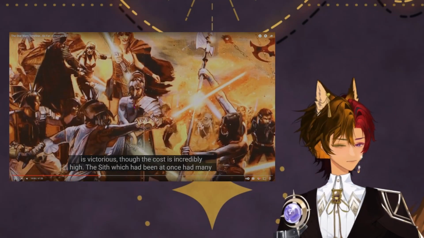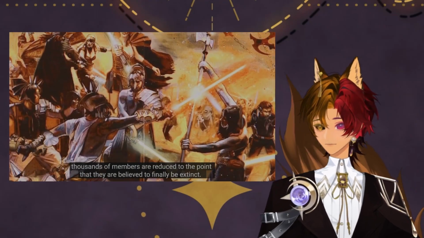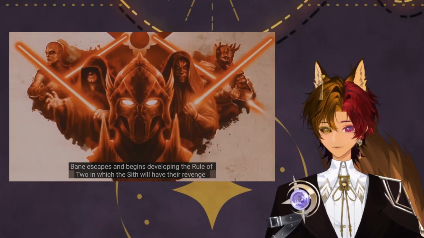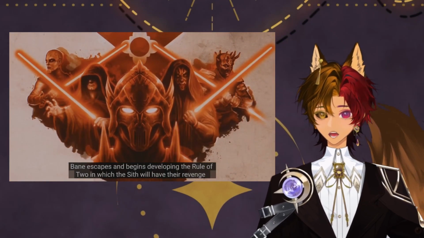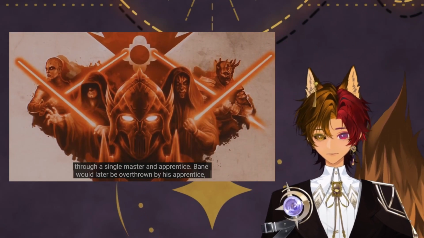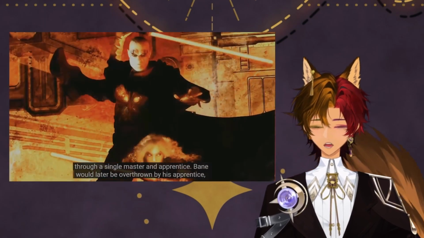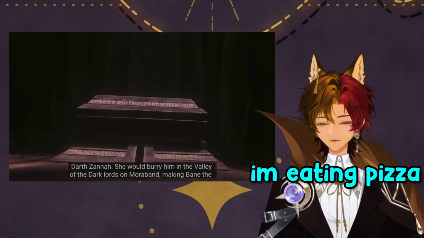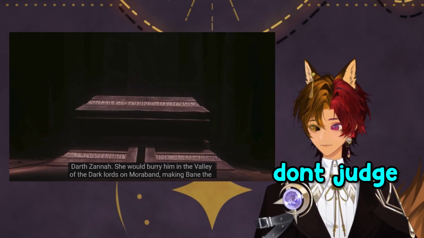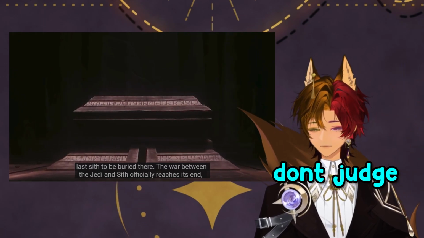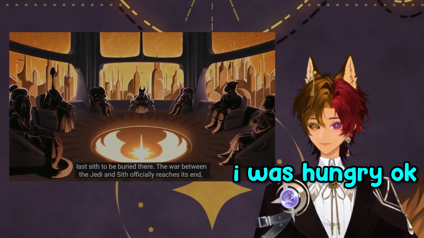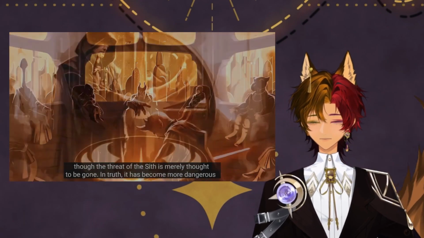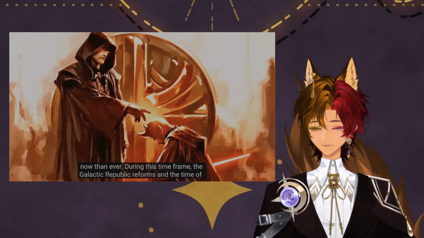The Sith, which once had many thousands of members, are reduced to the point that they're believed to finally be extinct. Bane escapes and begins developing the Rule of Two, in which the Sith will later have their revenge through a single master and apprentice. Bane would later be overthrown by his apprentice, Darth Zana. She would bury him in the Valley of the Dark Lords on Moraband, making Bane the last Sith to be buried there. The war between the Jedi and Sith officially reaches its end, though the threat of the Sith is merely thought to be gone. In truth, it's become more dangerous now than ever.